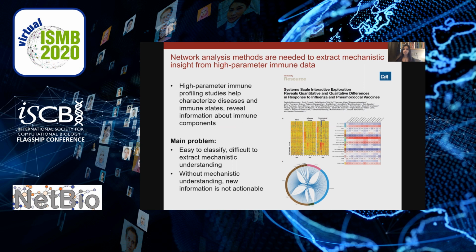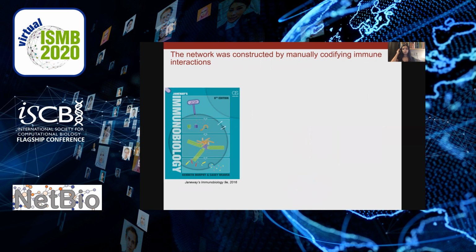We can characterize diseases and sometimes even classify patients based on whether their immune response is effective or not, but we don't have the mechanistic insight needed to precisely modulate immune responses in both health and disease. So the first part of my project was actually building a network map of the immune system that we could use as the basis for these types of network analysis tools.